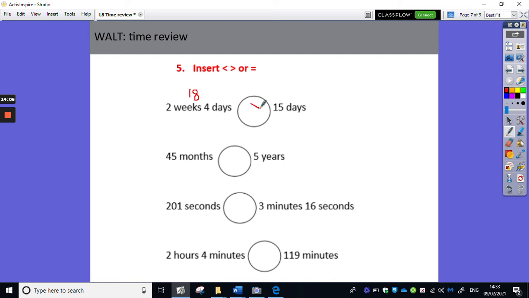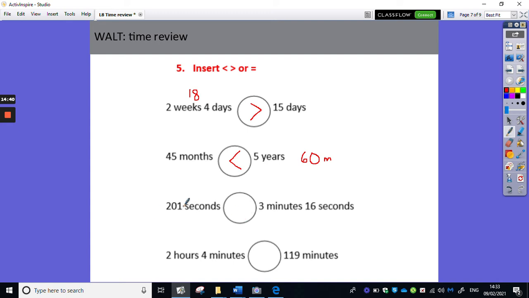So I know that this one is bigger. Or you could have changed this one into 2 weeks and 1 day. So I still would have known that this one is bigger. Okay, the next one, 45 months or 5 years. I think it's going to be easier to convert the years in this case because it's a little bit trickier to divide by 12. So I'm going to do 5 times 12 because there are 12 months in 1 year, which is 60 months. So 45 months or 60 months, it is 60 months. That is bigger.